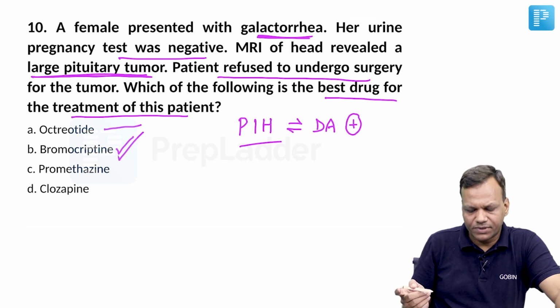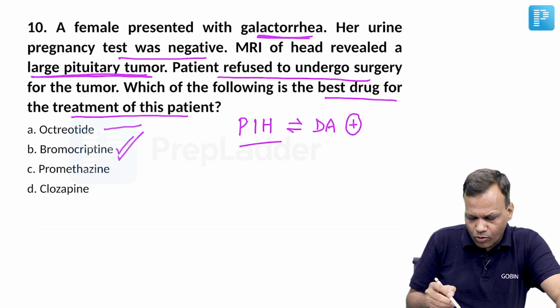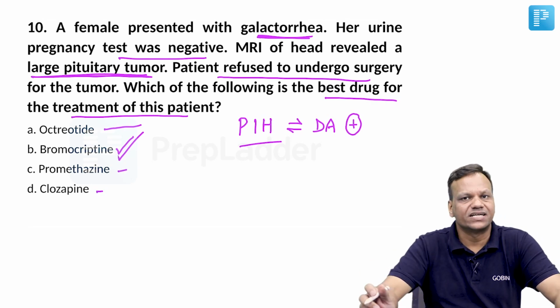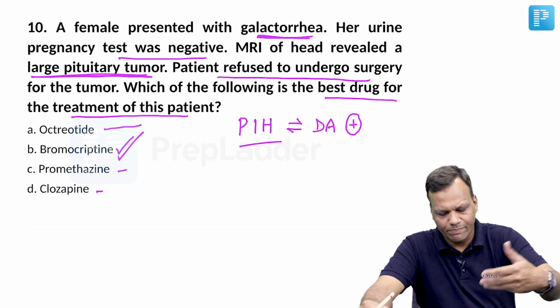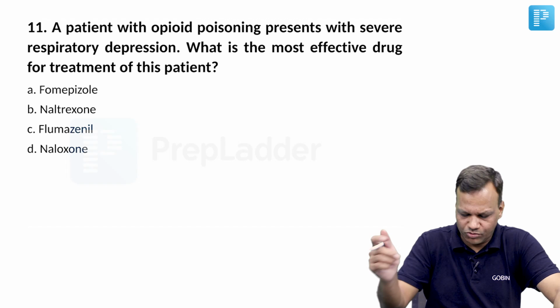Octreotide is a growth hormone receptor antagonist. Not antagonist, it decreases growth hormone. Promethazine is antihistaminic and clozapine is antipsychotic, not related at all. So simple answer, bromocriptine. Okay, moving to next question, another very easy question.